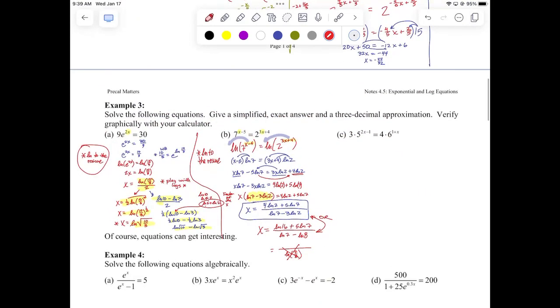Okay, we got through example 3b. That's pretty good. Any questions?